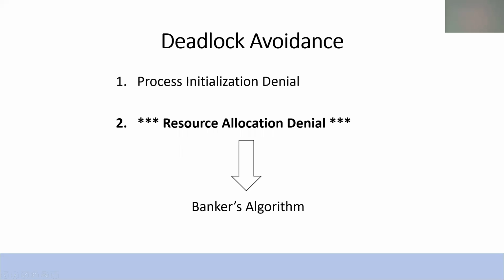And now let's go into more detail on deadlock avoidance. There are two approaches, and the first one is process initialization denial, where a process is simply not started if its resource request might lead to deadlock. The second is resource allocation denial, which is what we'll focus on. Here, a process's next resource request is not granted if it might lead to deadlock. This is checked using a strategy called the banker's algorithm.